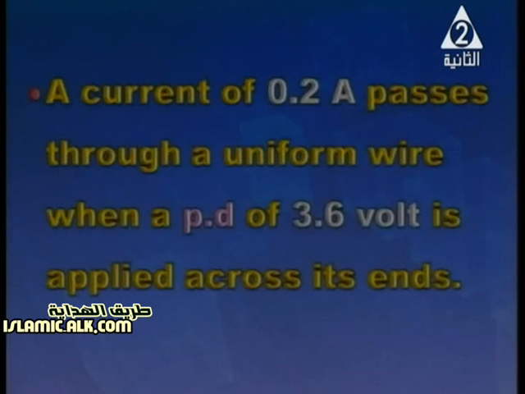A current of 0.2 amperes passes through a uniform wire when a potential difference of 3.6 volt is applied across its ends. Current intensity is given, potential difference is given, so the value of the resistance can be calculated using Ohm's law.